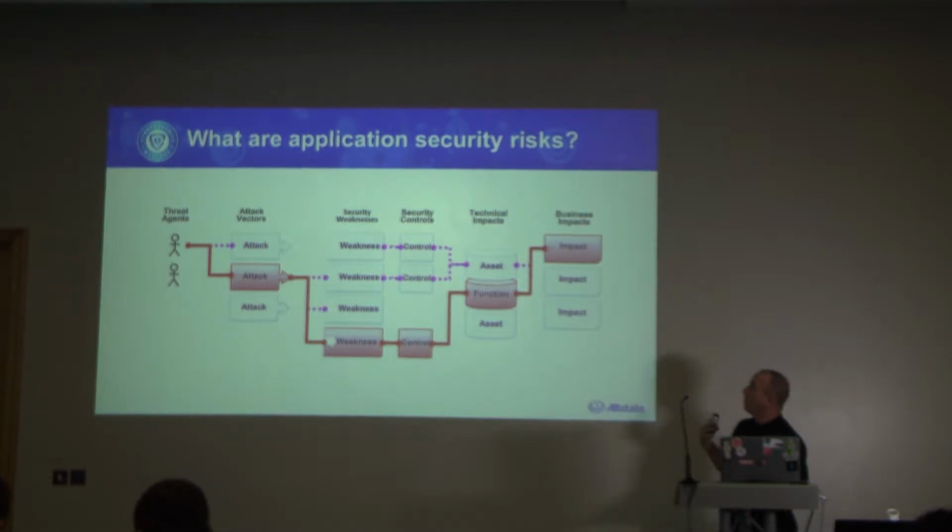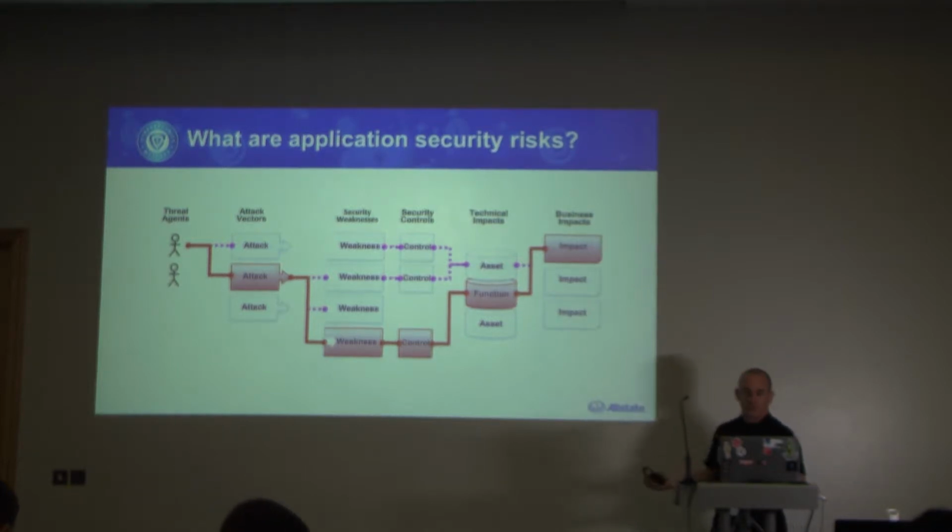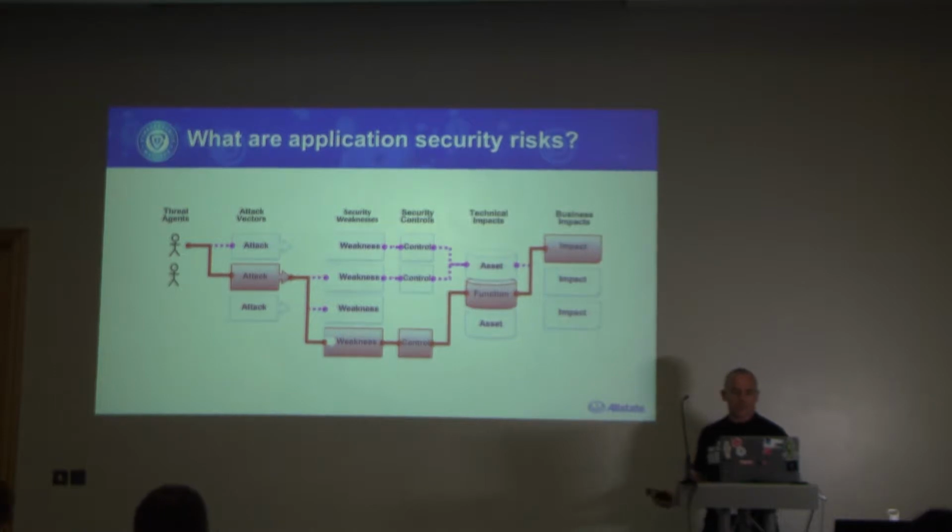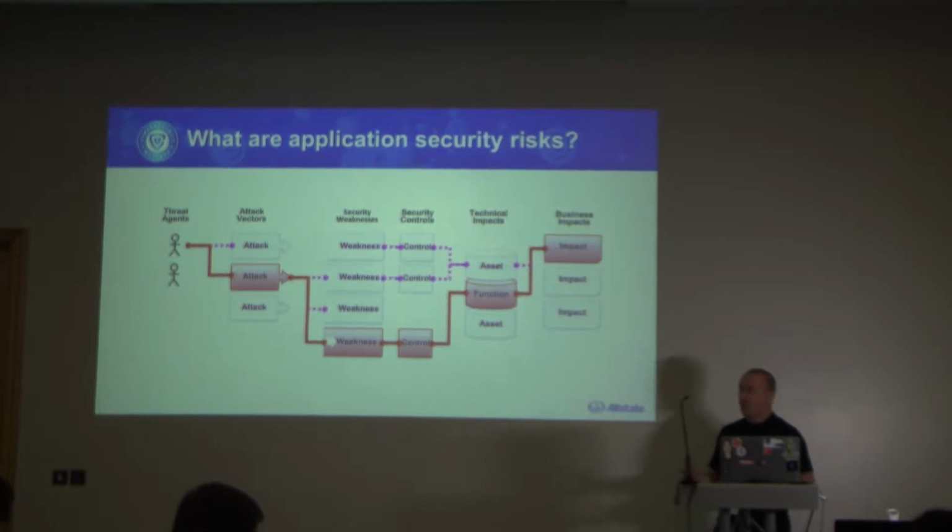So when we look, what are the application security risks? This is directly from OWASP. We have numerous different threat agents. There are many different potential paths through your application. Now, some of them may or may not cause harm, and each application has to figure out what their threat agents are, what their attack vectors are, where there may be potential security weaknesses, what controls there are, and what the technical impacts or business impacts may be.